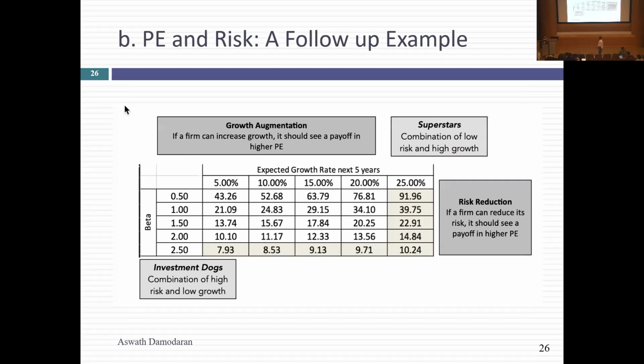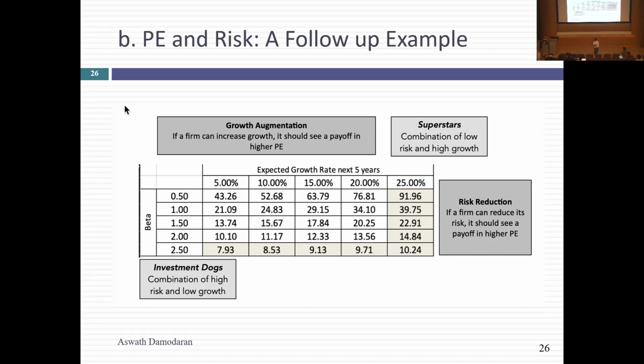Here's a second what if I asked. Remember I used a beta of 1? I said, what if the beta had been 0.75, 0.5, 1.25, 1.5? No surprises again. As my beta increases for that given growth rate, my PE ratios decrease. So less risky companies should trade at higher PE ratios for any given growth rate than more risky companies. But most of the time, though, here's the problem. Less risky companies tend to be lower growth companies, and more risky companies tend to be higher growth companies. So if you're looking for a superstar here, you know what that superstar would look like, right? A company with high growth and low risk.